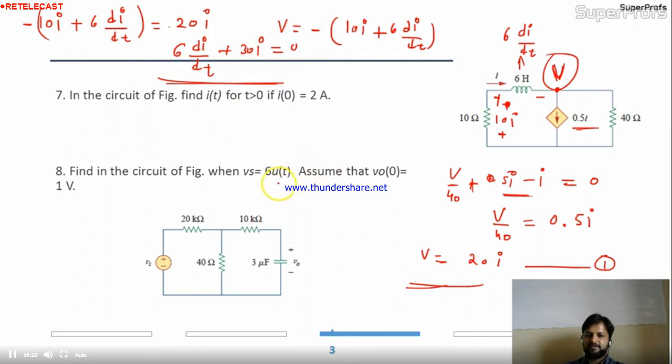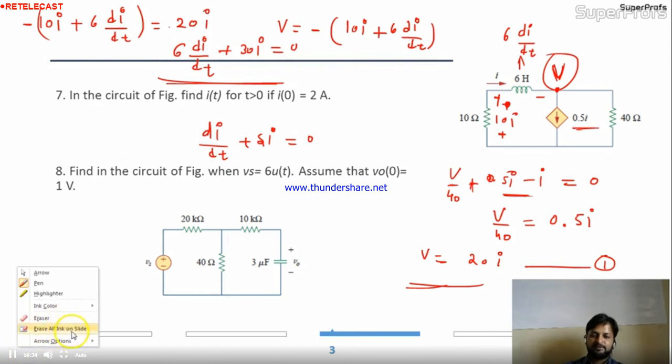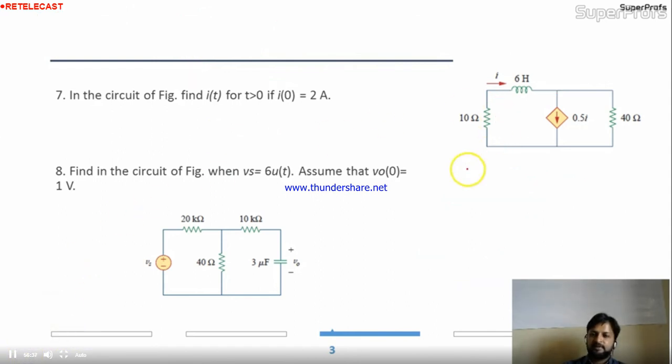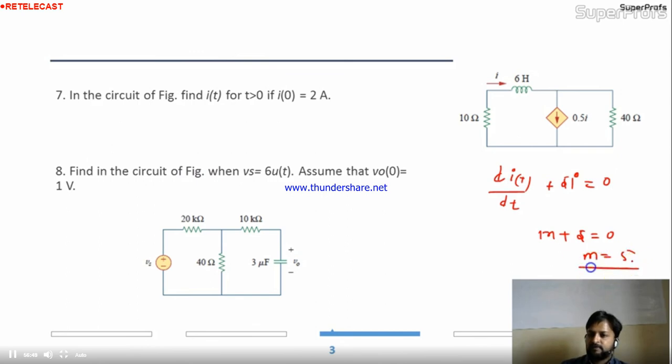Now this is your differential equation, if you remember. You can take 6 out. So it will be di by dt plus 5I equal to 0. Can you solve this easy differential equation, di by dt plus 5I equal to 0? This means m plus 5 equals 0, m equals minus 5. So the solution for this equation is nothing but a constant C1 e to the power minus 5t. Okay, this is your answer.